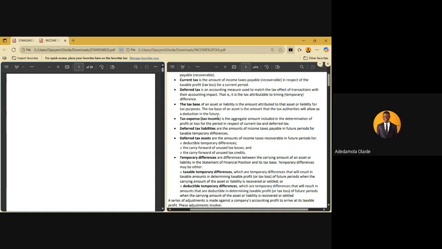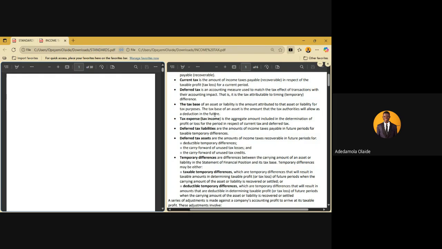That's why I said for deferred tax liability, it is the tax that will arise in the future. It is the taxes that will arise in future periods due to timing or temporary difference. Then we also have deferred tax asset, which is the opposite of deferred tax liability. It is those tax savings or those taxes that will be recoverable in the future period.